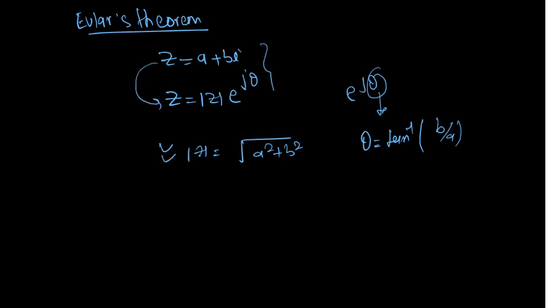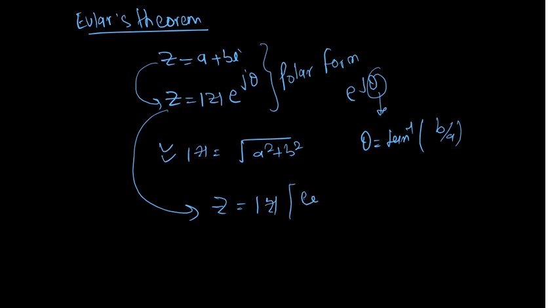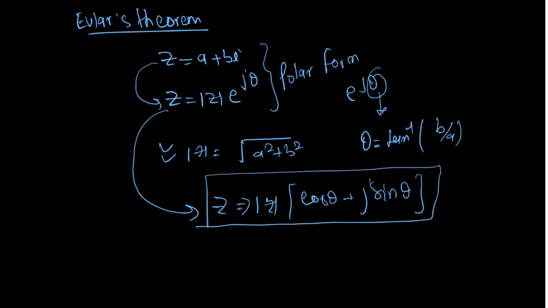Actually, this is a polar form, and this can be written further as z equals mod z times (cos theta plus j sin theta). This can be represented like this. So for a complex number, this is the polar form, and the polar form can again be converted into the simple complex form by using Euler's theorem. So this is the polar form.